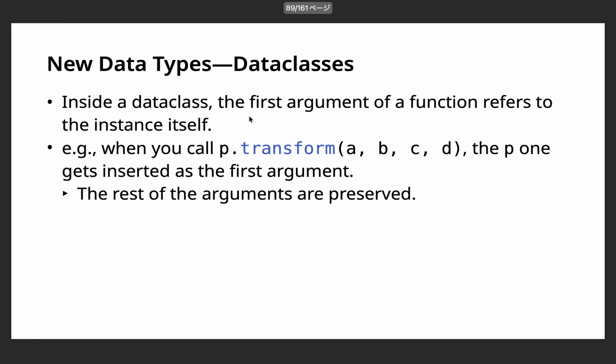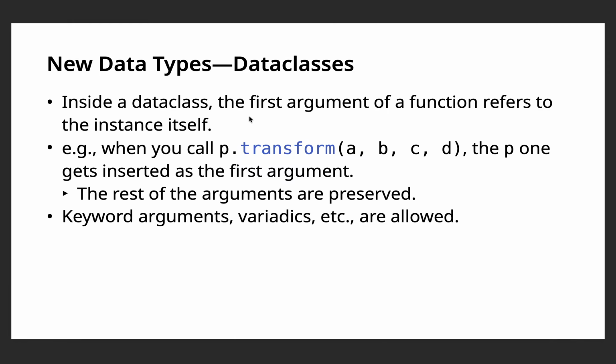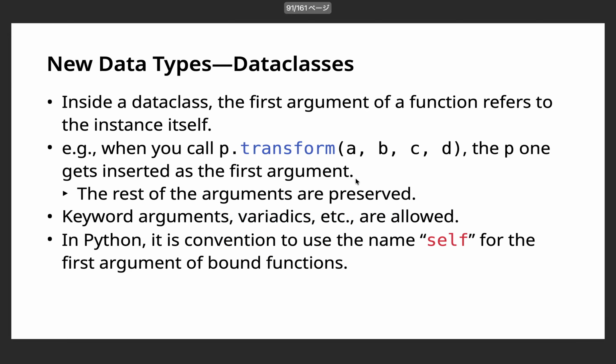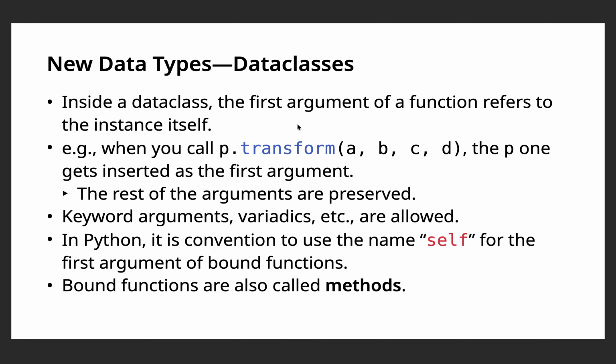Okay, so this works like any other function. You can also have keyword arguments, periodics, and other stuff that you want. Okay, so the first argument to functions inside a data class usually have the name self so that you can refer to the instance that is using that function. Okay, so the fancy name for these functions inside data classes, these are what we call data class methods. So this is the transform method of yung point data class.